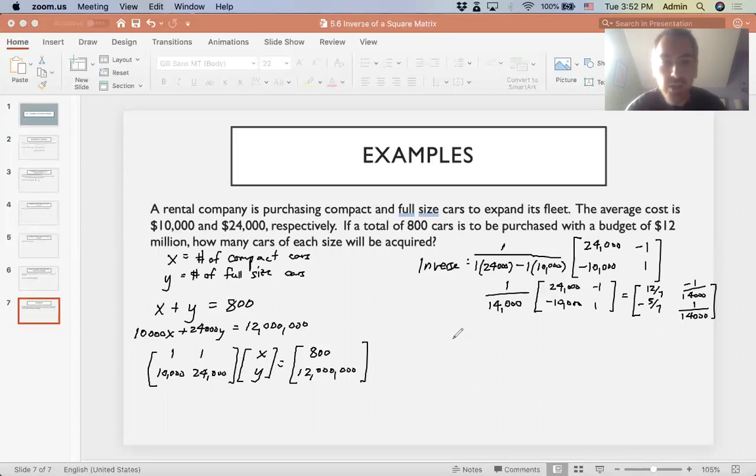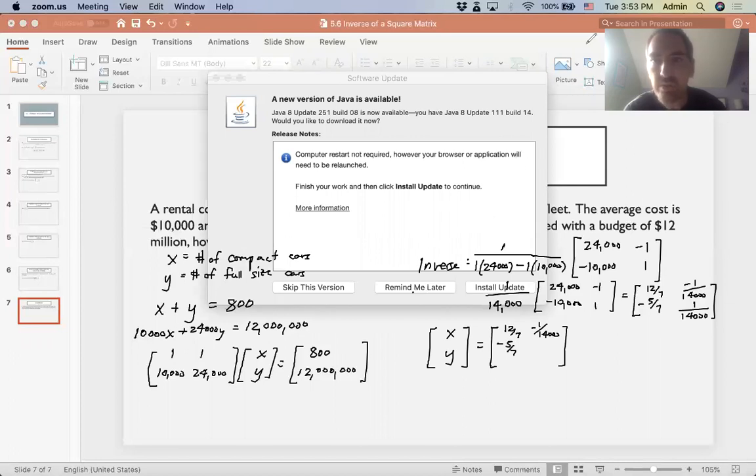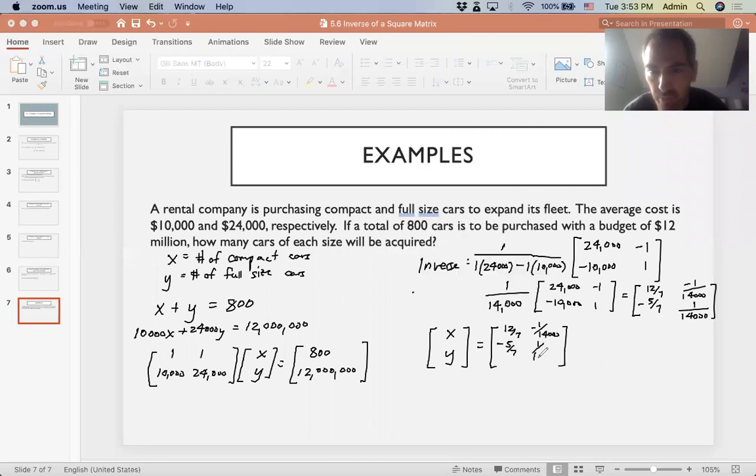So that's my inverse. All right, so I'm going to multiply both sides by the inverse. I know the left-hand side of the equation, when I multiply by the inverse, is going to essentially cancel out that coefficient matrix. So I'm going to skip showing that step and just come right here and say that my variable XY vector is equal to this inverse times the right-hand side, 800 and 12 million. All right, so we're going to perform the matrix multiplication. We're multiplying the first row times the column, 12/7 times 800 plus negative 1 over 14,000 times 12 million.